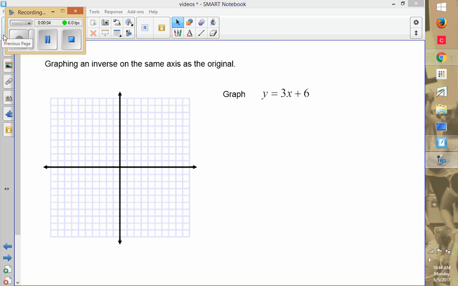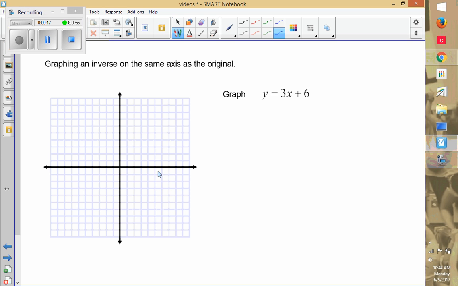Let's investigate what happens when we graph the inverse of a function on the same axis as graphing the original. So if we started off with the equation y equals 3x plus 6, so that is a line with a y-intercept of 6, so 1, 2, 3, 4, 5, 6, and we have a slope of 3, so we end up with a graph that looks like this line.